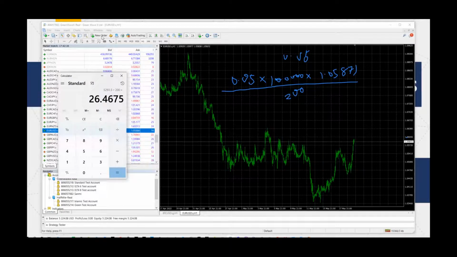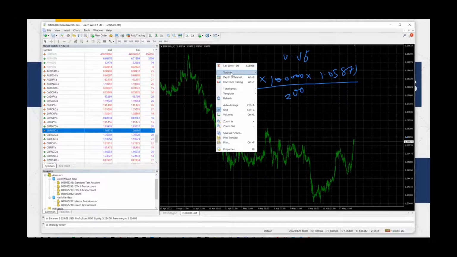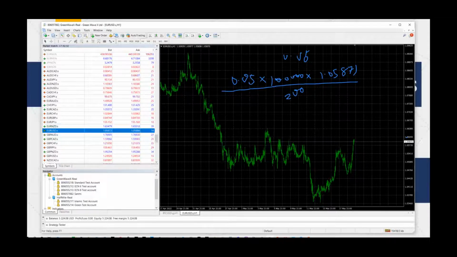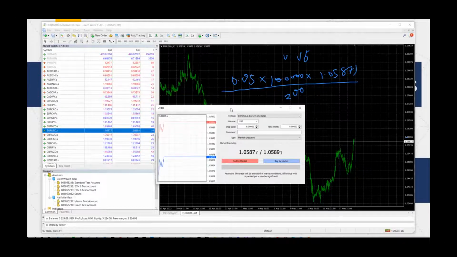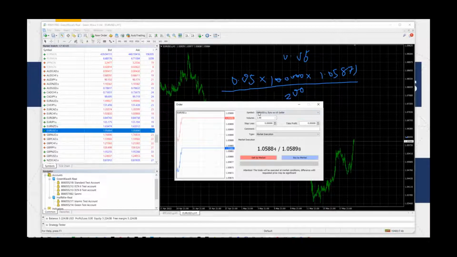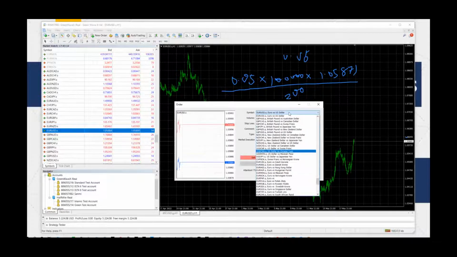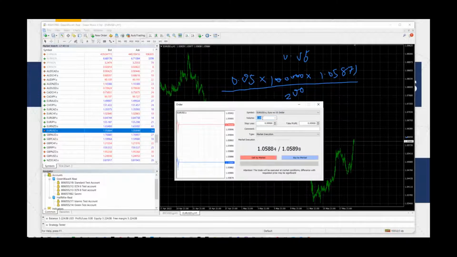Now, for you to place a trade, this is where you come to. You come to new order here, or you right click and go to trading and then go to new order. But this one is much easier. New order, and then this box is going to come up. It's going to ask me what I want to trade. It's Euro US dollar. But always make sure you check that's what you want to trade. Otherwise, click and look for what you want to trade here. And then it's asking me for volume. That's the lot size. I put 0.05 lot size there.